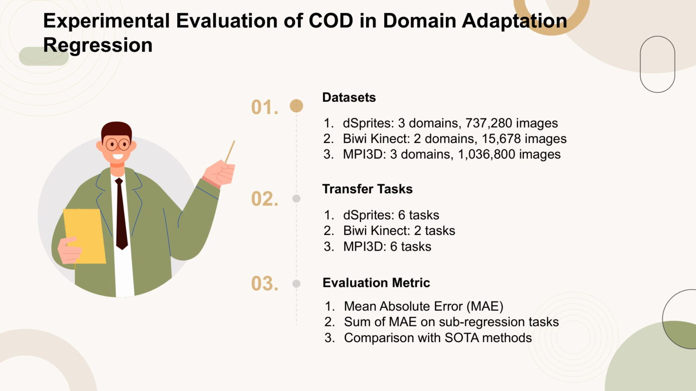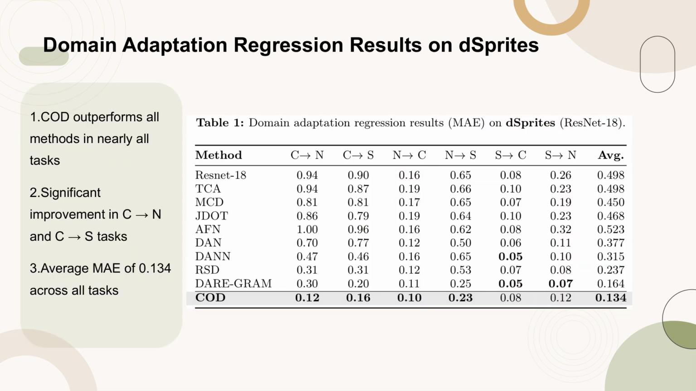The evaluation focused on several transfer tasks within each dataset, such as 6 tasks in dsprites and 2 tasks in BioWeConnect. The primary metric used for evaluation was the mean absolute error, MAE, which was summed across subregression tasks to provide a comprehensive performance measure. This approach allowed for a detailed comparison with state-of-the-art domain adaptation methods. Table 1 presents the domain adaptation regression results using MAE on the dsprites dataset with a ResNet 18 model. The table shows that COD achieves the best performance among all competing methods in nearly all tasks.